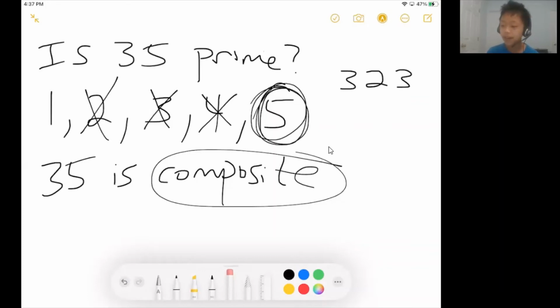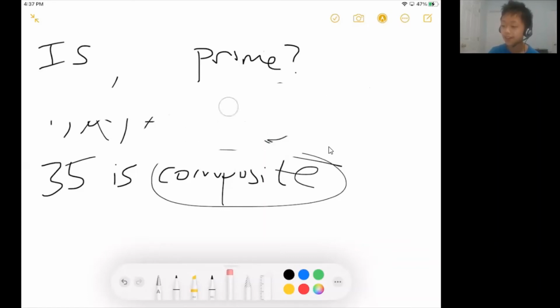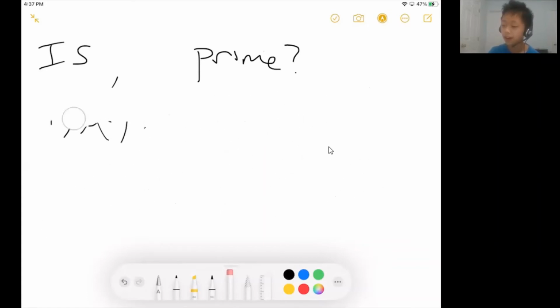And similarly, let me also finish this part. If none of these numbers worked, right? Let's say we wanted to check if 17 is prime. I should have talked about this before I moved on. Let's say a smaller number like 7. Let's say we want to check if 7 is prime.